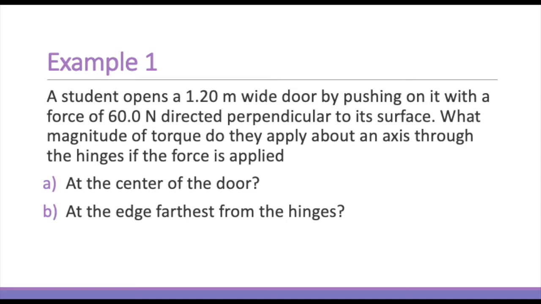Example 1: A student opens a 1.20 meter wide door by pushing on it with a force of 60 newtons directed perpendicular to its surface. What magnitude of torque do they apply about an axis through the hinges if the force is applied (A) at the center of the door, (B) at the edge furthest from the hinges?